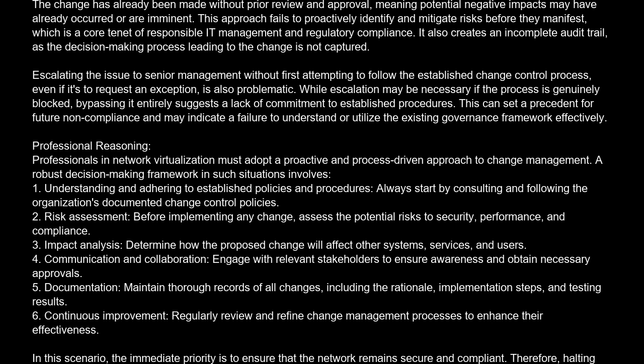4. Communication and collaboration. Engage with relevant stakeholders to ensure awareness and obtain necessary approvals. 5. Documentation. Maintain thorough records of all changes, including the rationale, implementation steps, and testing results. 6. Continuous improvement. Regularly review and refine change management processes to enhance their effectiveness. In this scenario, the immediate priority is to ensure that the network remains secure and compliant. Therefore, halting the unapproved deployment and initiating the formal change control process is the only professionally responsible and compliant course of action.